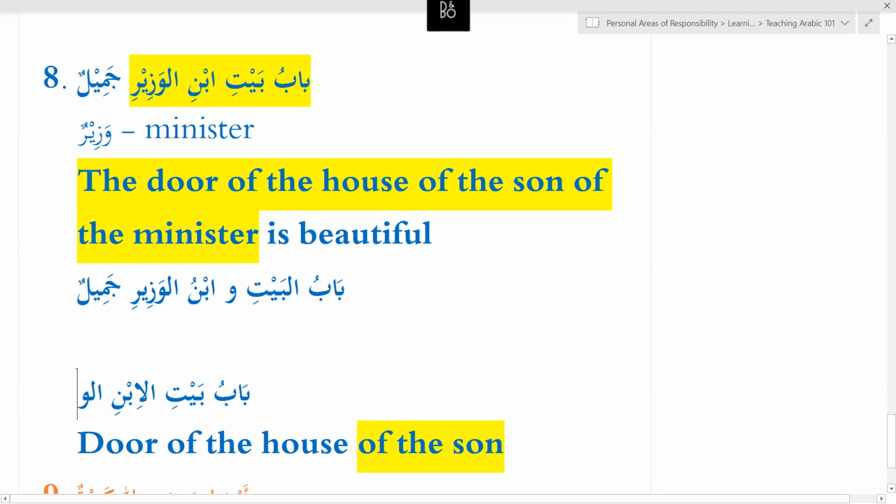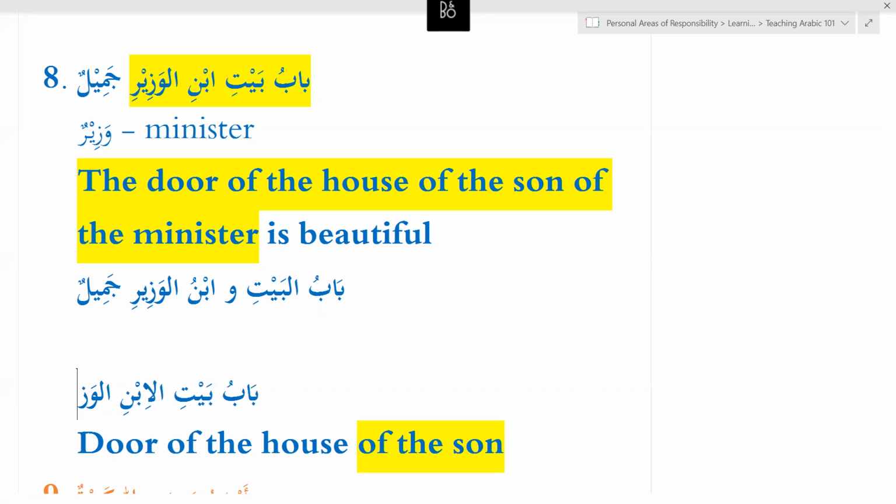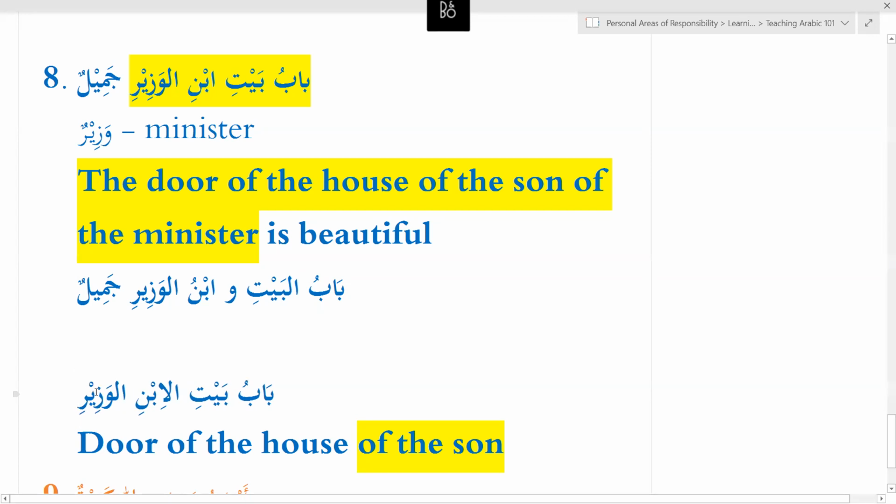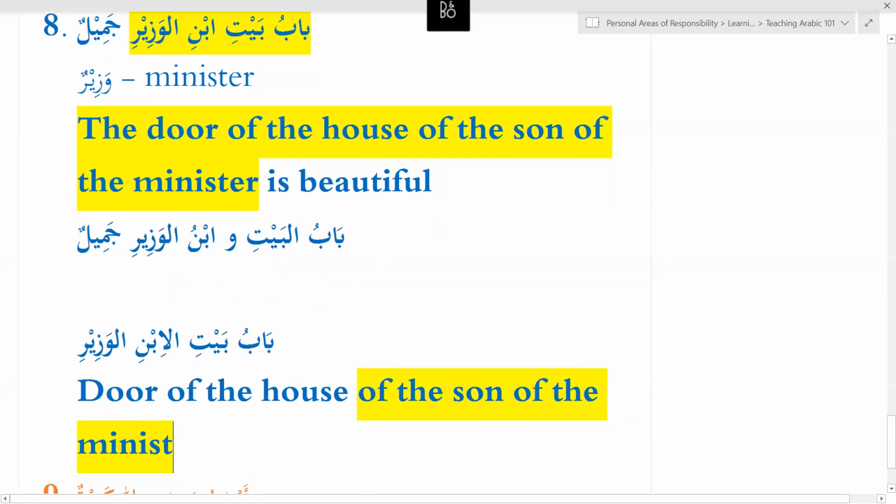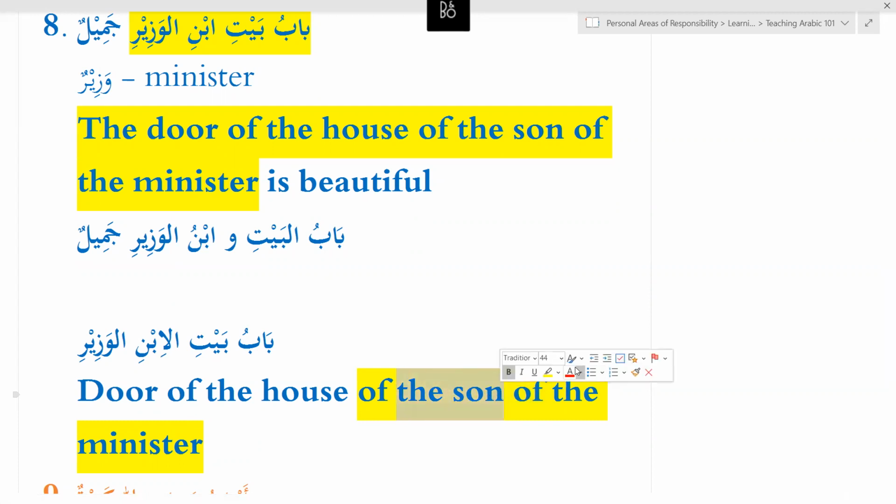Correct. So if I put al wazir here, Al Waziri. Okay. Al waziri meets the rule after the idafa. So I'll put here, of the minister. Now everything is okay, but the son is not meeting the rule. Al Ibni, sir, should be Ibni. Okay, yes. So the son will be now idafa.